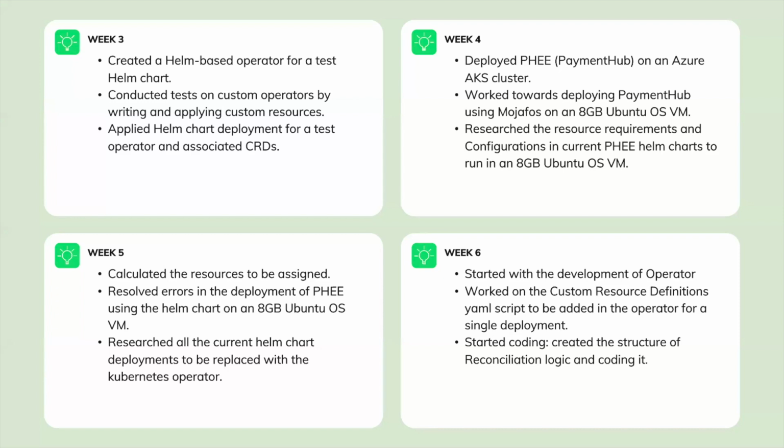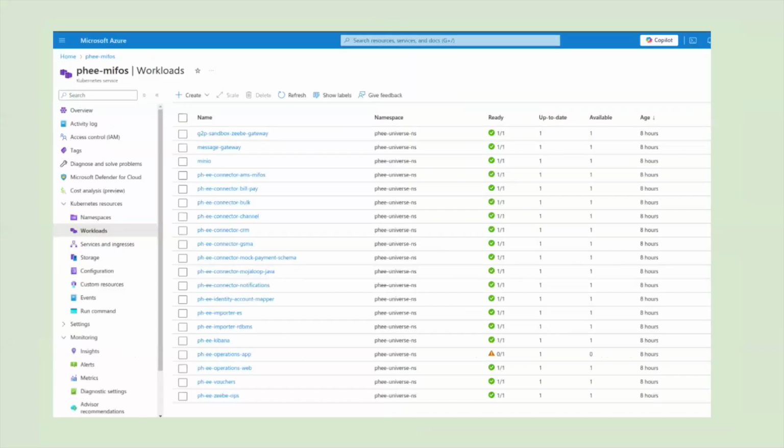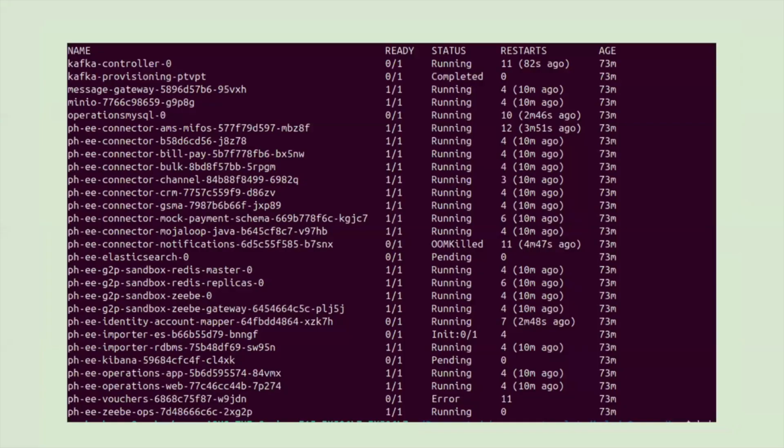Here are the screenshots for deployment status in Azure and for the 8GB system. Many of the problems I resolved here, but still some resource related problems remain.